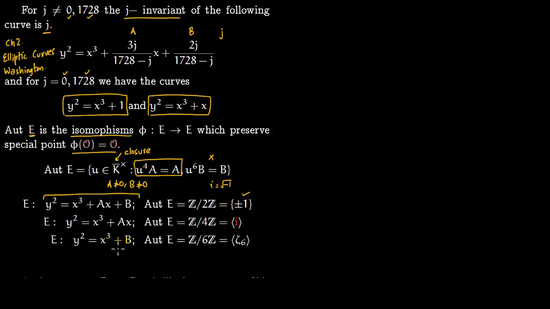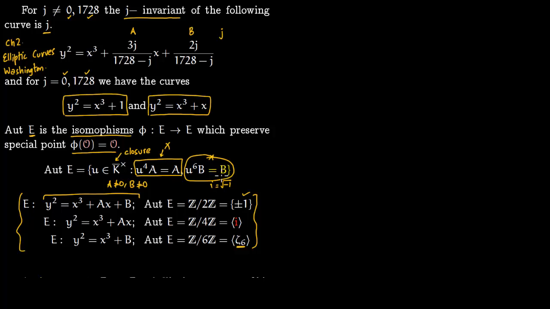Now obviously if A is 0, then this relationship does not matter. So this relationship will generate the automorphisms. So your automorphisms are Z over 6Z, generated by the sixth root of unity. So for these three curves, these are the only automorphisms which are generated. These are easy to see, obviously, just from this relationship.